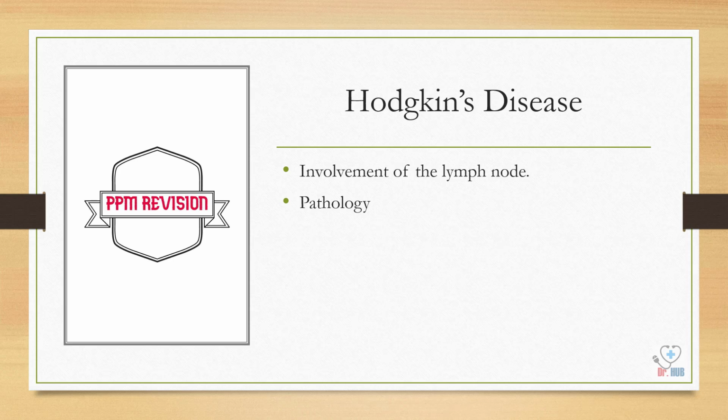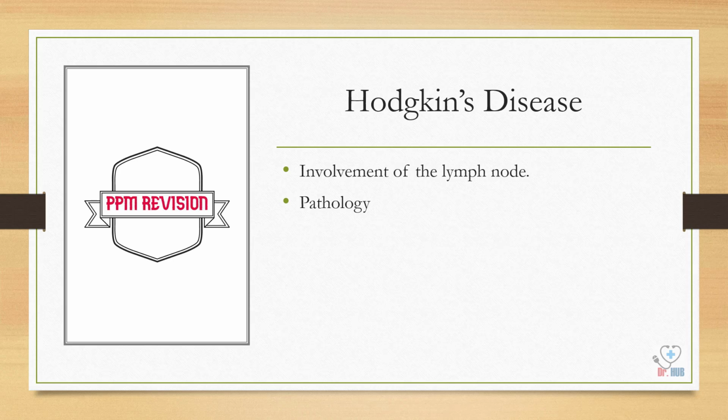And here it has a chronic relapsing course, but it can also transform to B cell NHL, that is non-Hodgkin's lymphoma, in some cases. And coming to the most important part of Hodgkin's disease, it is knowing the clinical features.